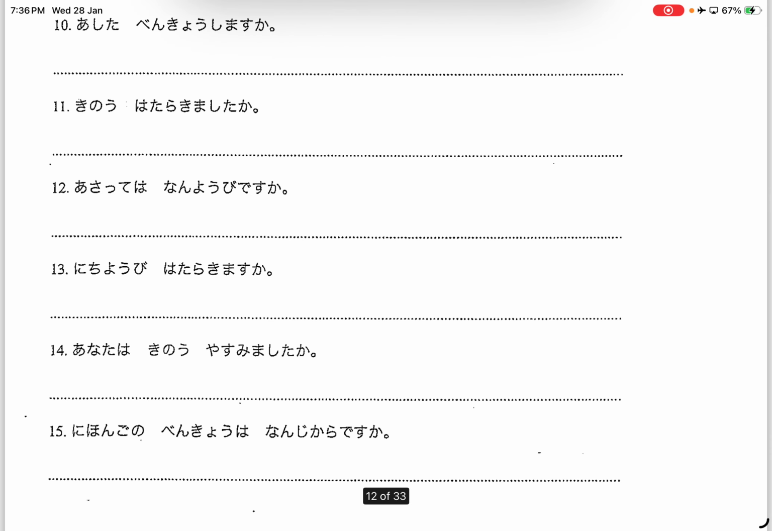あさっては何曜日ですか Yes. 多分 Number 13. Number 12. Yeah, あさって. あさって. 金曜日です。あさっては金曜日です。Thank you. あさっては金曜日です。Number 13.